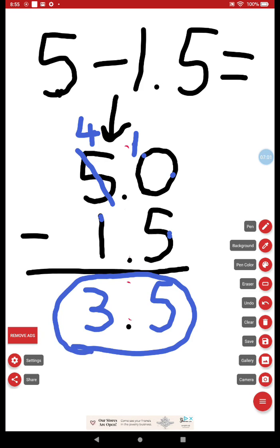Okay guys, put that into practice today. Rewrite the problem, line up the decimal point, and crunch the numbers.